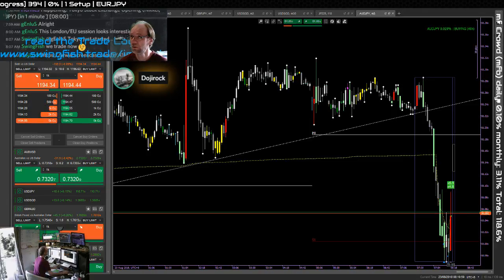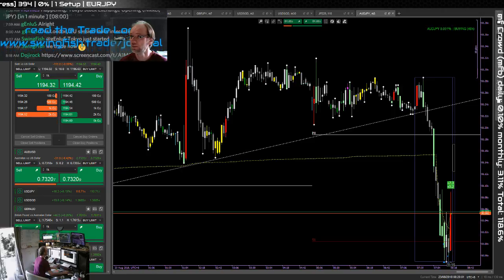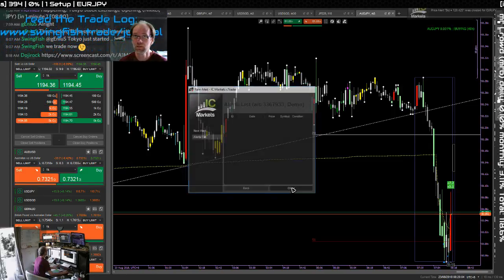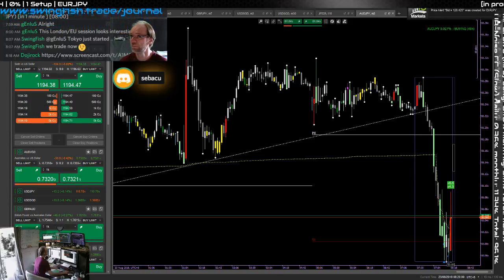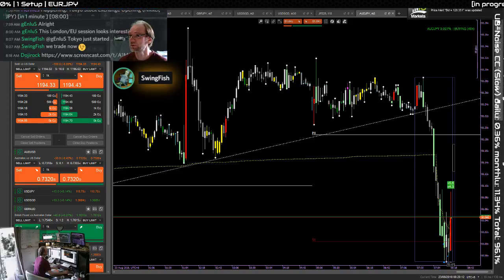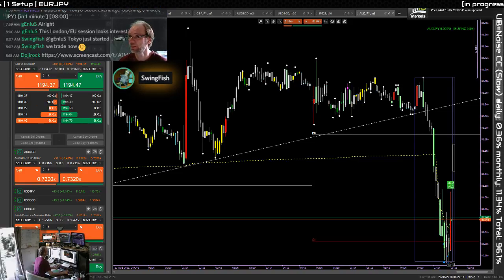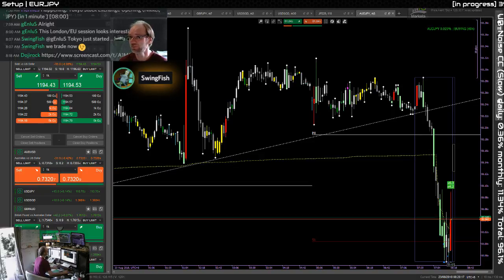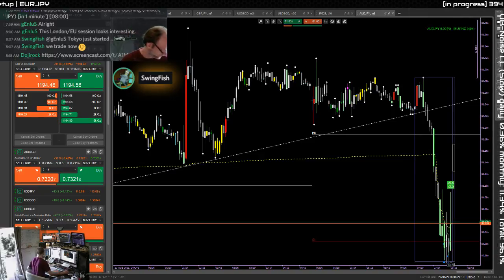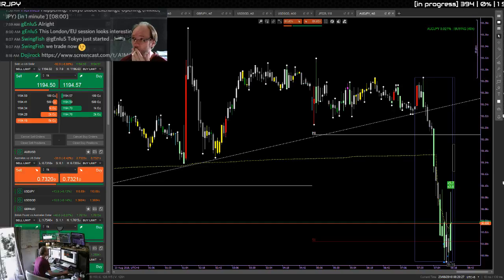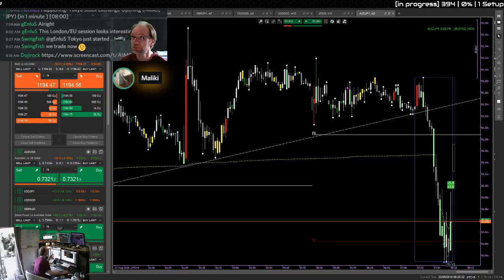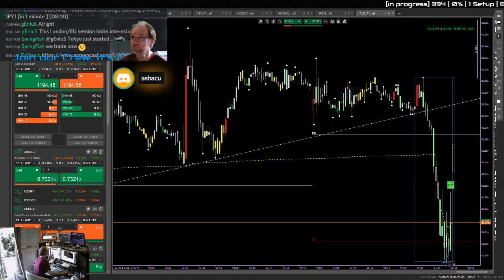It was a good ride. 128351. That looks good. I scaled in really heavy. It's gonna drop more. I think the Nikkei is very, very weak. For me, closed on TPs.